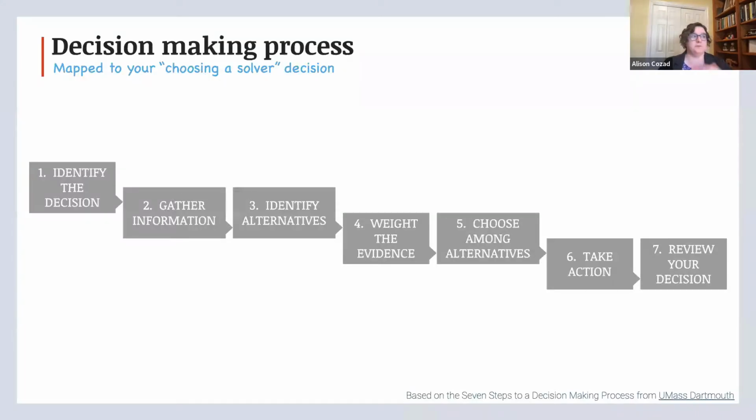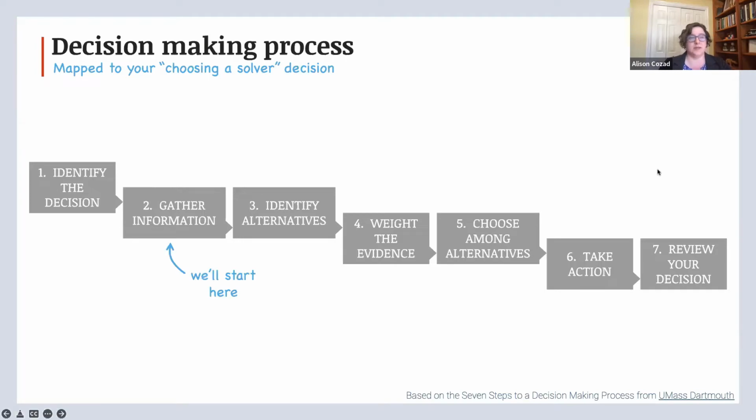All right. So for the purposes of this talk, we are making a decision, and that decision happens to be choosing a solver. So I pulled up these basic 7 steps to making a decision, and this is from University of Massachusetts Dartmouth. And we're going to walk through these steps and map this to your decision of choosing a solver. Since you're here, I am assuming that you feel that you might need to choose a solver. So maybe you've already identified a relevant business problem that needs to be solved and identified mathematical optimization as the way to do it.